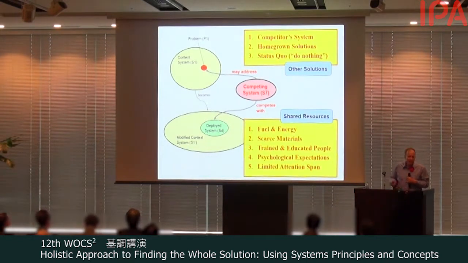There are shared resources. My mobile phone has shared resources in terms of bandwidth on the network. If everybody's on the same network at the same time, trying to watch videos on their computer, on their phone, then everything slows down because they're competing for a limited resource. There may be limited fuel and energy available for the various systems. There may be limited attention span, because people only have so much ability to take in information.